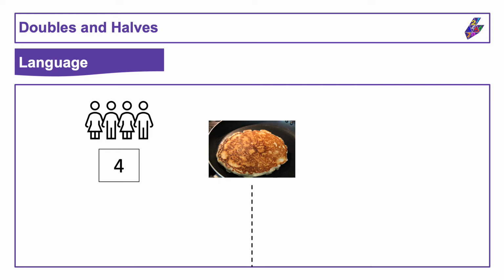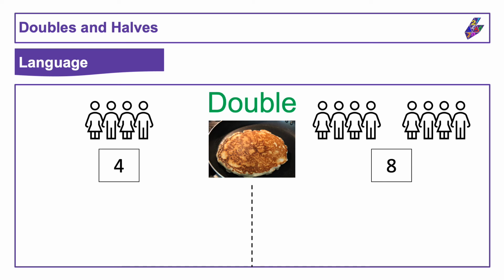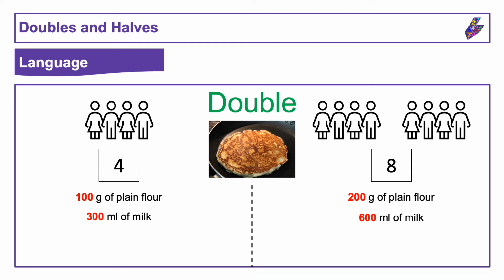So if we had a recipe for making pancakes for 4 people, and we want to make it for double the number of people, which is 8 people, we have to double each of the ingredients. Double 100 grams of plain flour is 200 grams of plain flour. Double 300 millilitres of milk is 600 millilitres of milk. Double 2 large eggs is 4 large eggs. And double 1 tablespoon of oil is 2 tablespoons of oil. For each of the ingredients, we need twice as much if we want to make double the amount of pancakes.